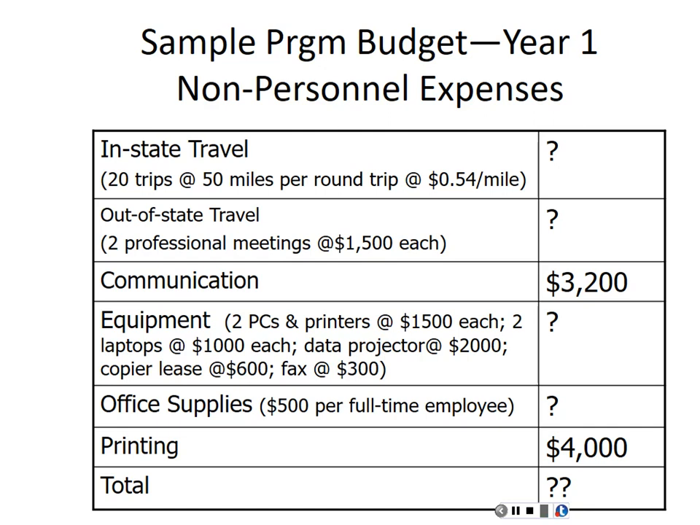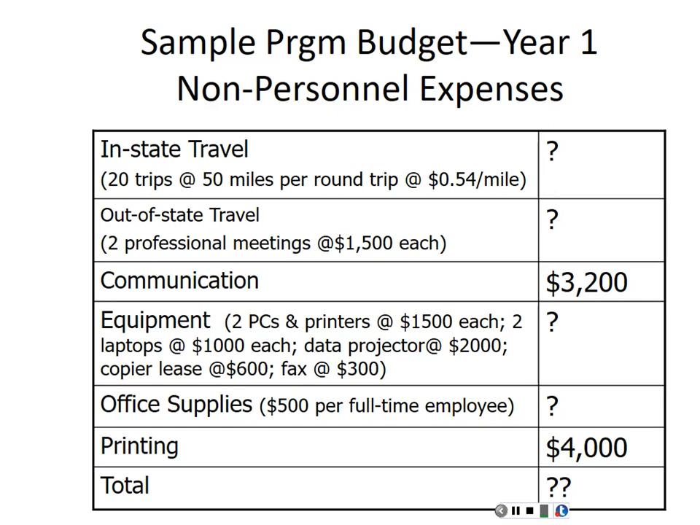Communication. So communication is the cost of telephone lines, internet charges, and other types of communication. Again, you're going to estimate that to the best of your ability. You have to determine what equipment you're going to need.